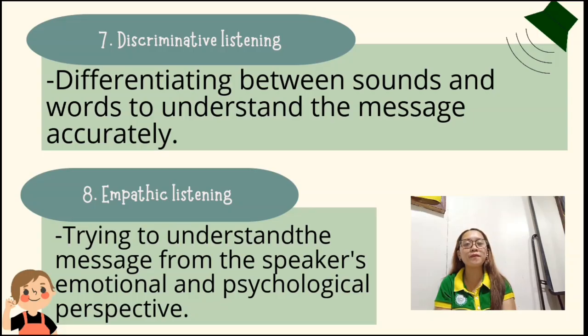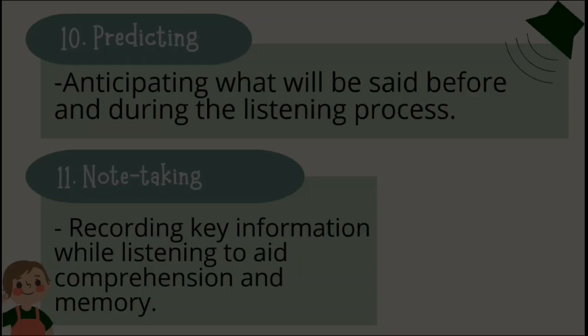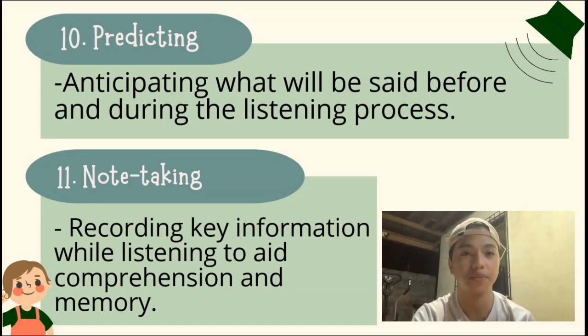immediate advice. Number 9, comprehensive listening, understanding the message, often in situations like lectures. This is listening with the goal of interpreting and retaining the entire information's content, such as facts, instructions, or steps and process. An example of this is following a detailed recipe on a podcast, focusing on the order and exact measurements of the ingredients. So guys, number 10 is predicting.